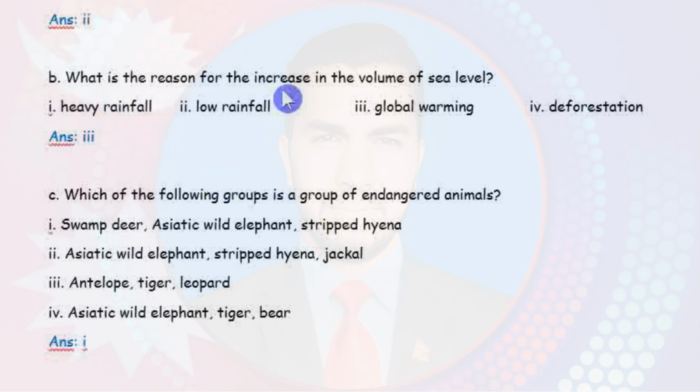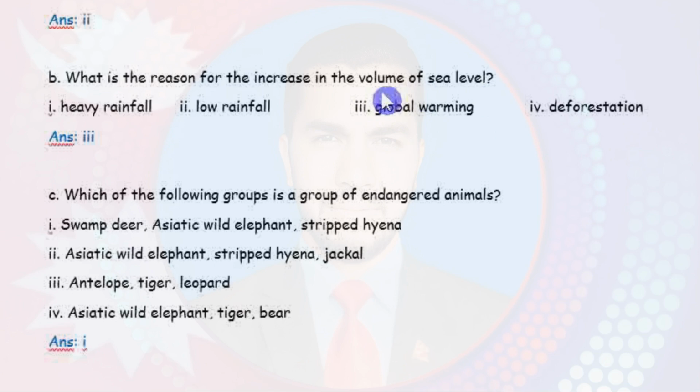What is the reason for the increase in the volume of sea level? The volume of sea level is increasing. Okay, option number 1, heavy rainfall. Option number 2, low rainfall. Option number 3, global warming. Option number 4, deforestation. Dear students and teachers, sea level is increasing means that the ice is melting.